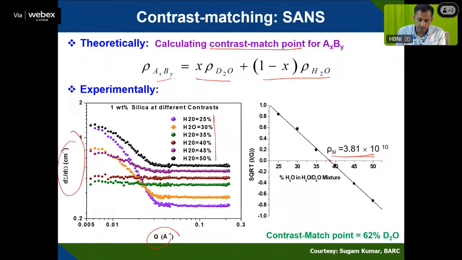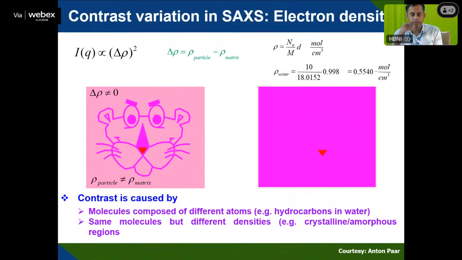You can vary the concentration of water in D2O, and this is a silica nanoparticle that we measure. You can see experimentally the point where the contrast matches, one can find it out, and then you can find out different information like shape and size, which I will discuss a little later.